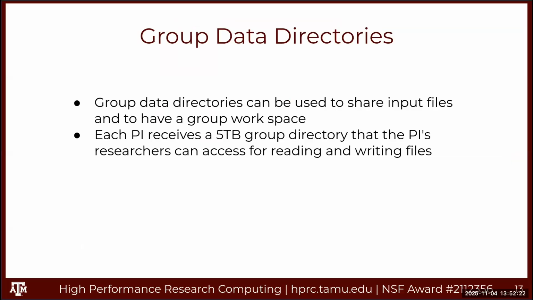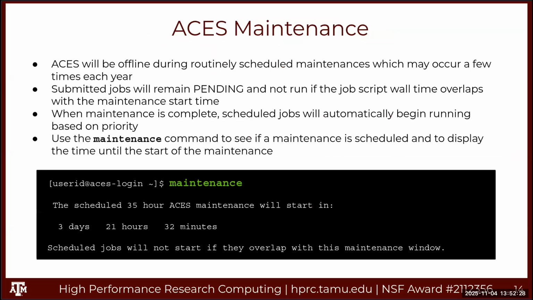Okay, so this is what I just mentioned. The group directory: each PI receives a 5 TB group directory, which they can use to share with their researchers.